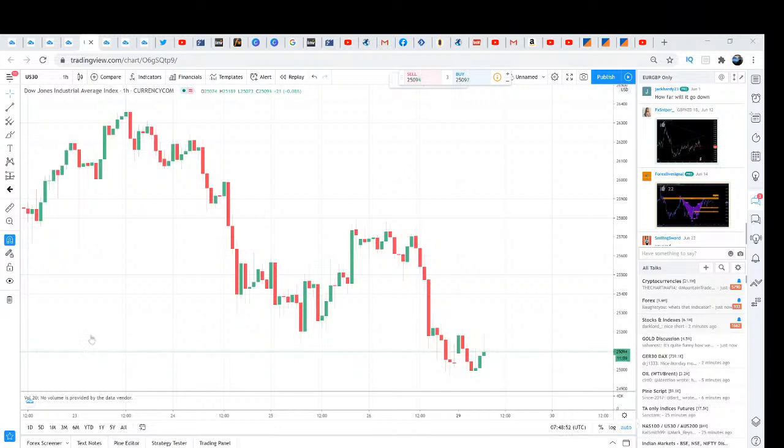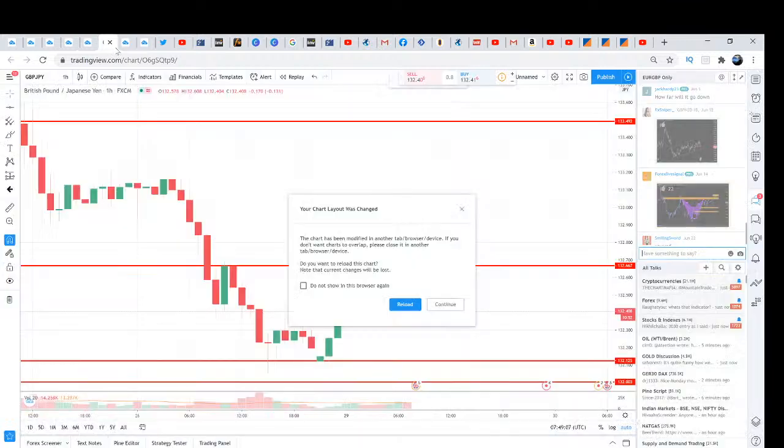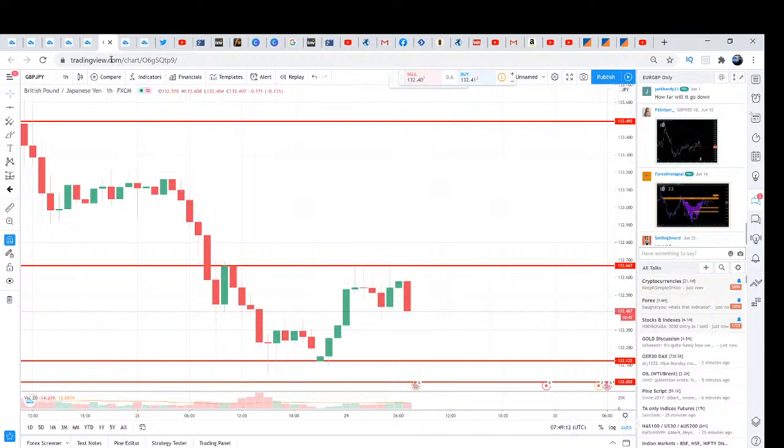So I'm gonna be on for 10 more minutes. Then might take a break. Call it a day. Take a nap. Look at the charts later. Right now it's GPJPY. This pair's trying to come down as well, but I don't really like this pair right now, so I'm not messing with it.